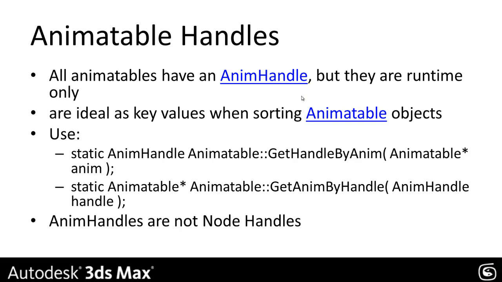So these are not node handles, so don't confuse them with that. And then there are some methods, get handle by anim or get anim by handle. That's the interchange to give you the handle or the animatable. Because these are stored separately, it's basically a key value lookup system. So there's a key that's the anim handle, and the value is the object itself, the animatable.